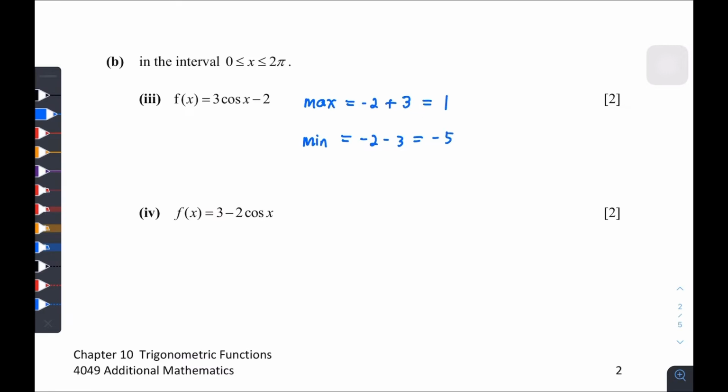Okay, so it makes perfect sense. This is a cosine graph. For the cosine graph, let us sketch roughly. It will look something like this.